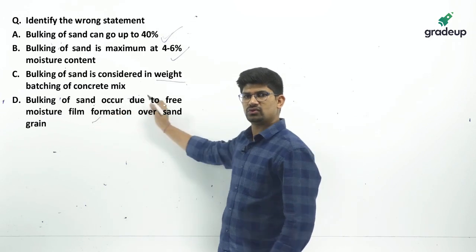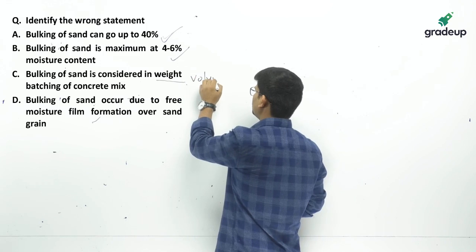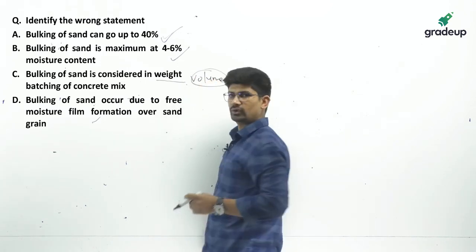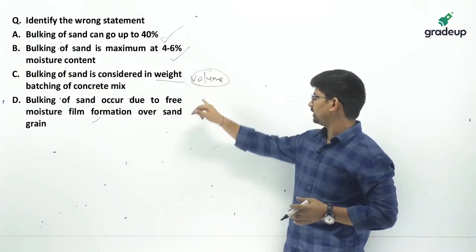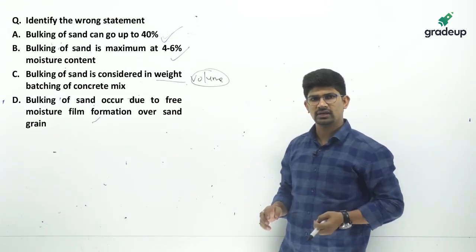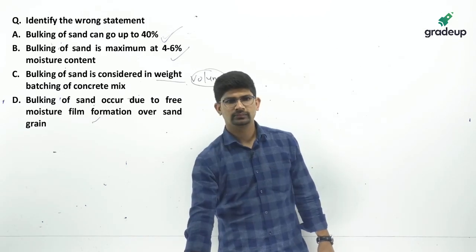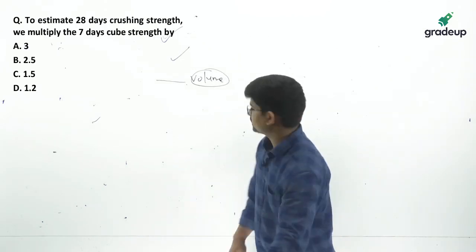Yes, this is also correct. So bulking of sand is considered in not weight but volume batching. Okay. In weight batching it is not to be considered. In volume batching you have to take care of the bulking of sand. So option C is the correct option because it is the wrong one. Okay. Next question.